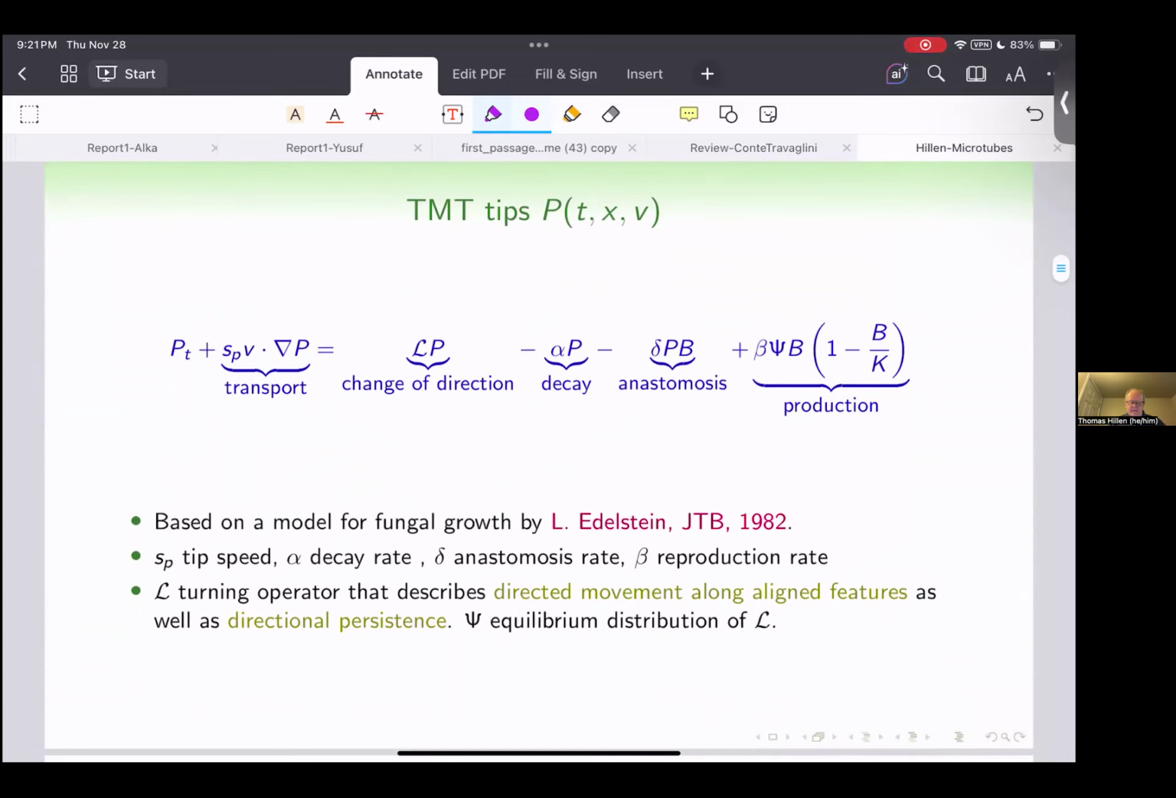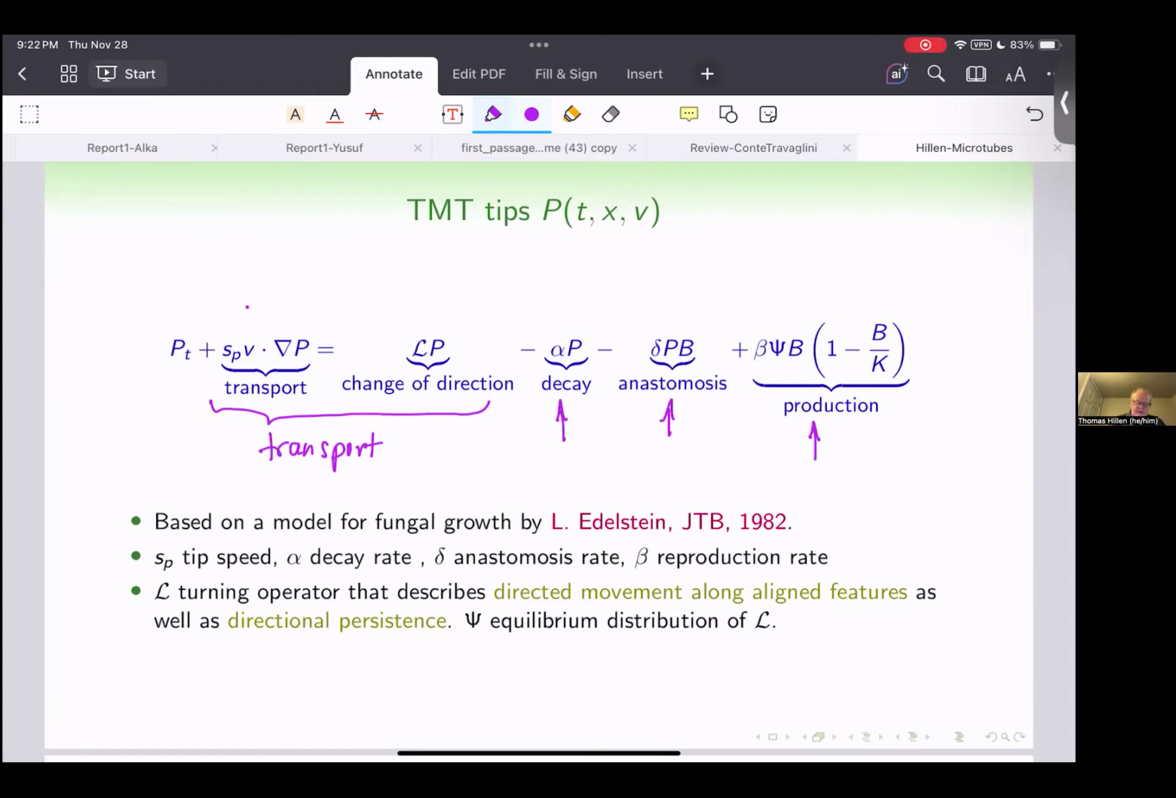Here's the tumor microtube tips equation. This bit here describes the transport, but maybe let me first talk about the other terms, okay? The other terms are easier. We have just a decay term with the rate alpha. Anastomosis means that a microtube hits a cancer cell, B. So if a tip comes to a cell B, then they make a connection and they are lost as a tip. And then the microtube tips are produced by the bulk cells where we use the logistic growth term for the production. Okay, so let's come back to the transport.